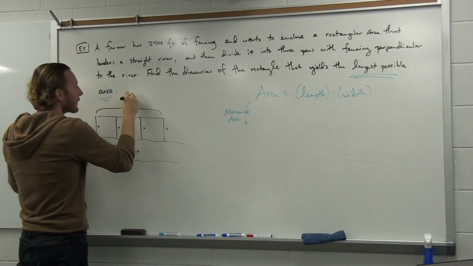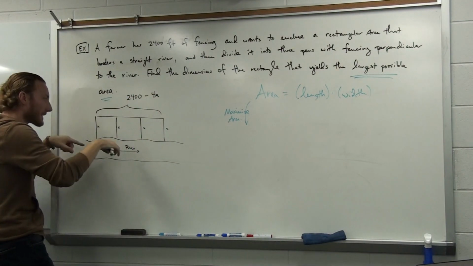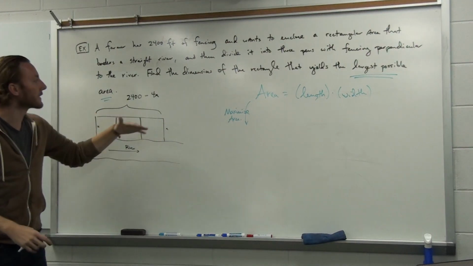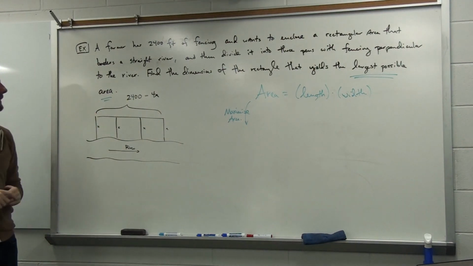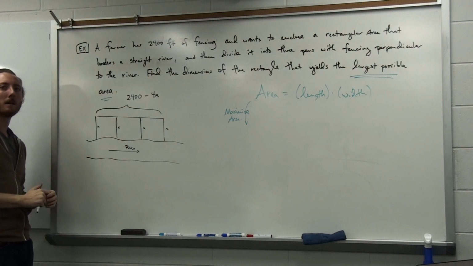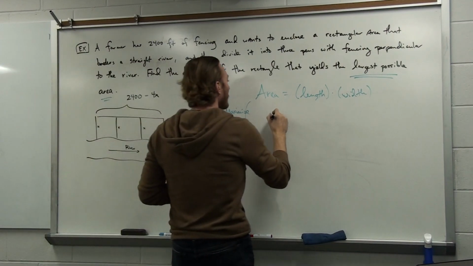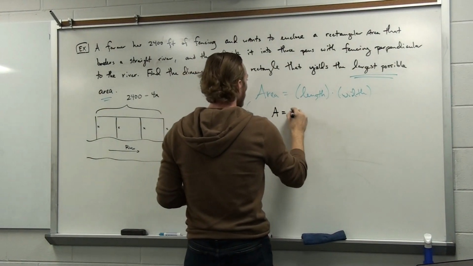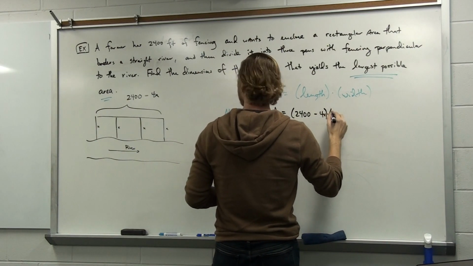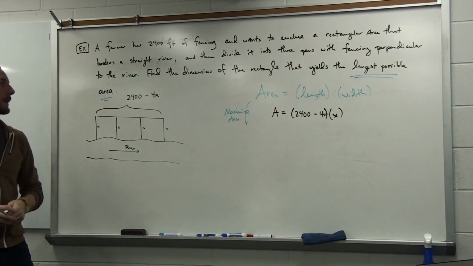So if we have a total of 2,400 feet of fence, if we subtract our 4x, namely the length of the fence that's going up and down, that's going to give us the rest of the length, which is the length that goes sideways. But now, with this in place, we can compute what the area would be. The area is going to be 2,400 minus 4x times x.